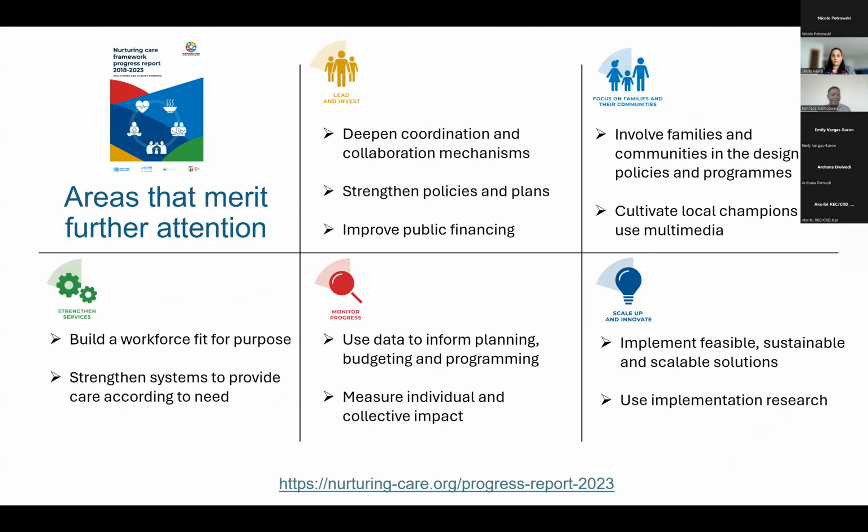In 2023, we did a 5-year progress report looking at implementation of the framework. And from that generated some recommendations on what to focus on going forward. And so this is the high-level summary of those recommendations by the strategic actions. And if I focus in on the monitor progress on the second row in the middle, you can see there are 2 recommendations there. So the first one is really about using data to inform planning, budgeting, and programming.